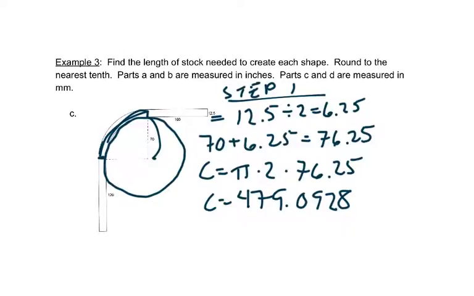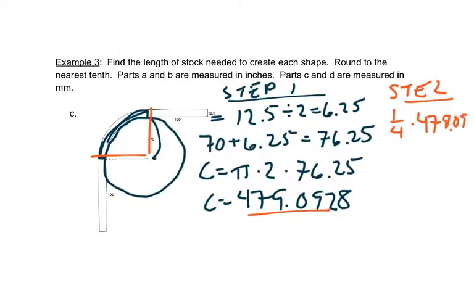Okay, then we need to figure out what part of the circle we have. We have 1/4 of the circle here, so we're going to take 1/4 times this 479.0928, and we get 119.7732. Now you notice I'm always writing several numbers. You want to not round until the very end of the problem.